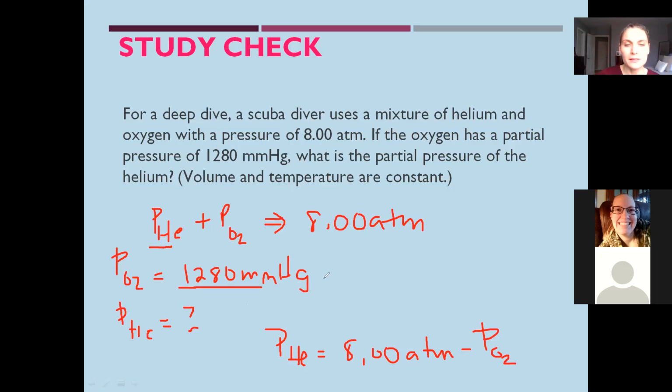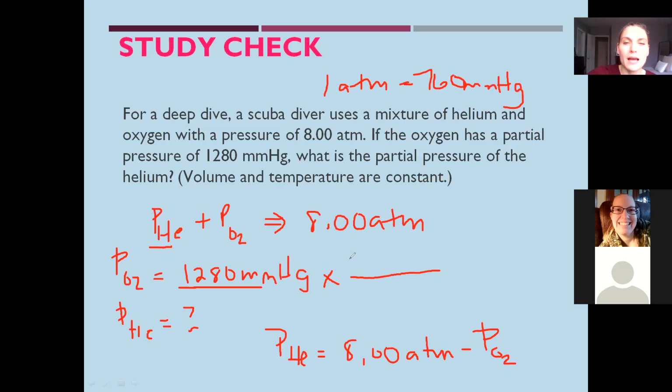So knowing this, let's do our little conversion factor. How many millimeters of mercury are in 1 ATM? 1 ATM has how many millimeters of mercury? Look back on that. 760. 760, very good. So now we can use this as our little conversion factor.